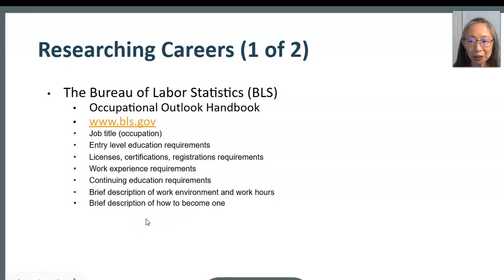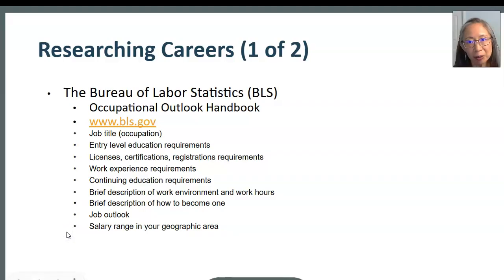It also tells you how to become one, and most importantly, perhaps, is the job outlook: how many jobs they forecast will be created in the future for this particular field. Obviously, forecasting the future is not easy, but it is useful to have some background for a chosen field.